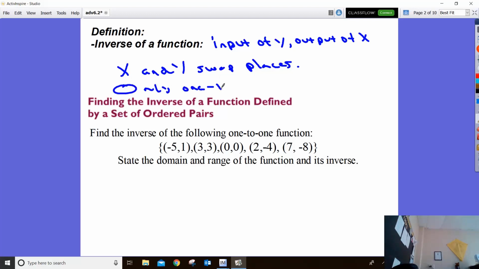Only one-to-one functions have inverses. Only one-to-one functions actually have inverses. Why could only a one-to-one function have an inverse? Well, if it's not one-to-one like x squared, if you fed it y, which x value is it going to spit back?